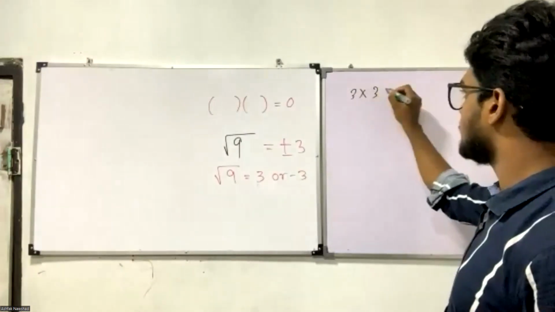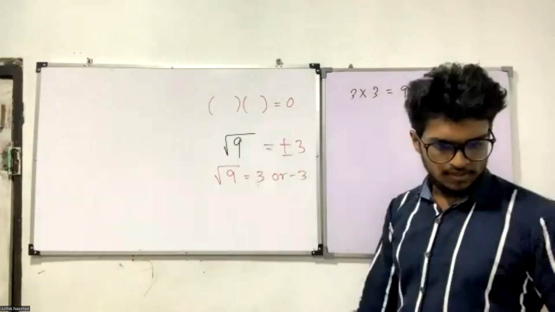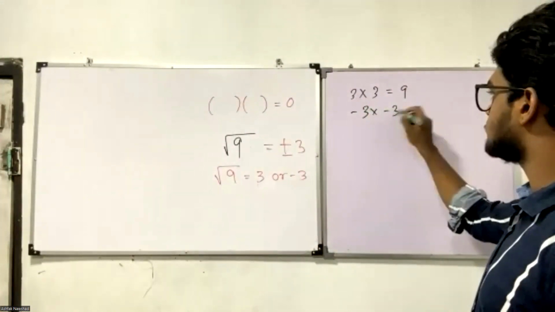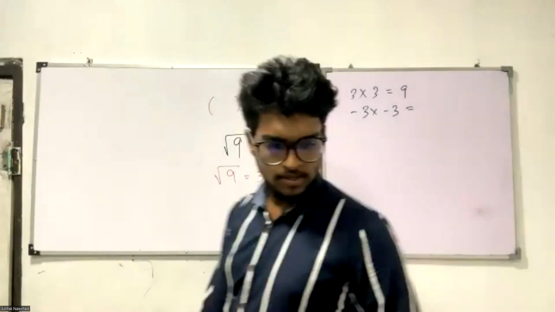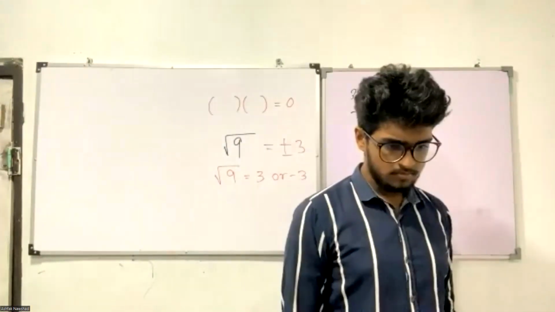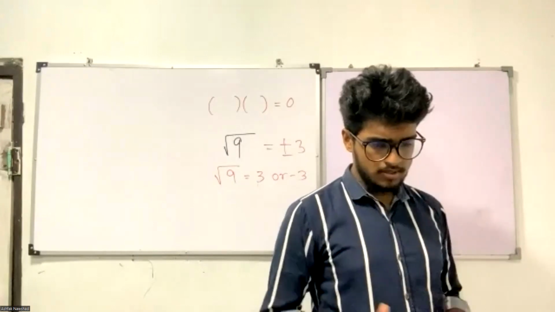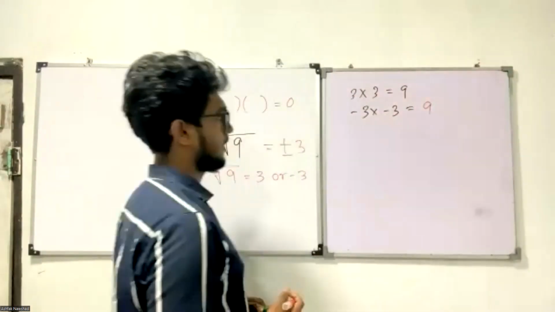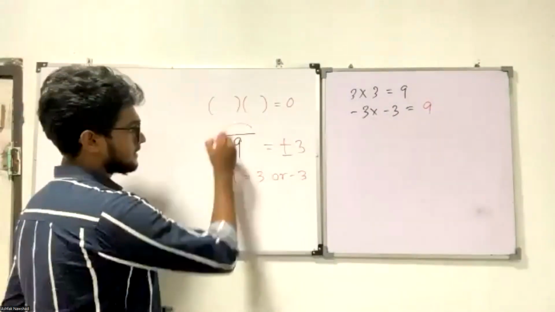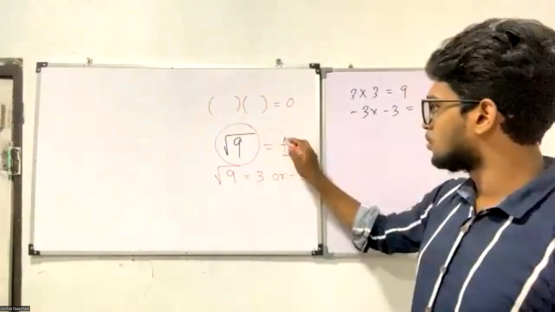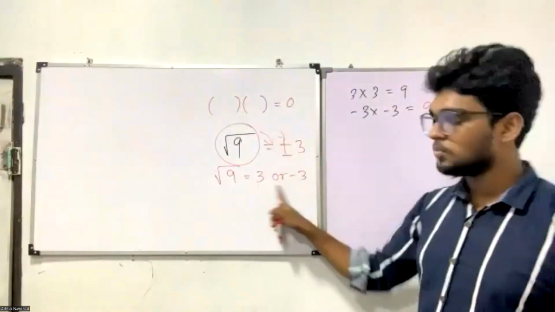3 times 3. What is 3 times 3? 3 times 3 is 9. And minus 3 squared. Minus 3 times minus 3. What is minus 3 times minus 3? Yes, minus 3 times minus 3 is also 9. So some numbers have two roots. They have two answers. They have two solutions.